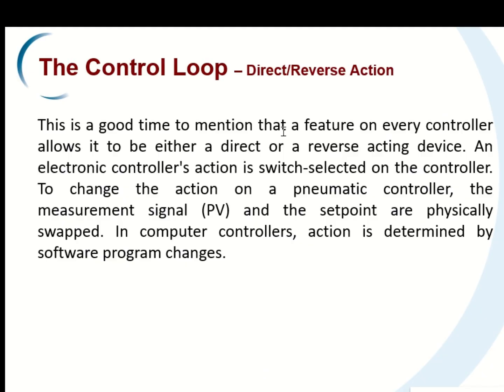Okay, and what is this control loop for direct and reverse action? This is a good time to mention that a feature on every controller allows it to be either a direct or reverse acting device. An electric controller action is switch selected on the controller. To change the action on the pneumatic controller, the measurement signal PV and the set point are physically swapped to make it reverse or direct acting. And in a computer controller, action is determined by software program changes. So this can be done with the help of the technician who is doing the reverse or direct acting control loops.